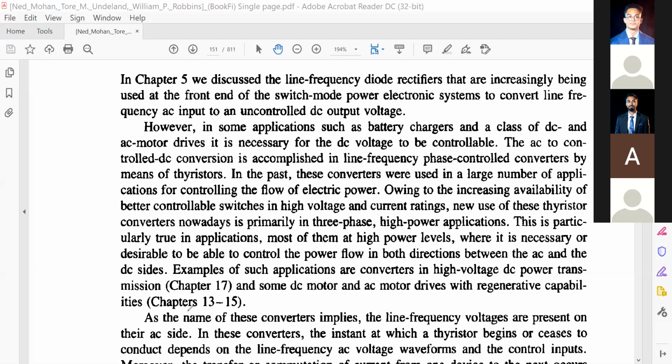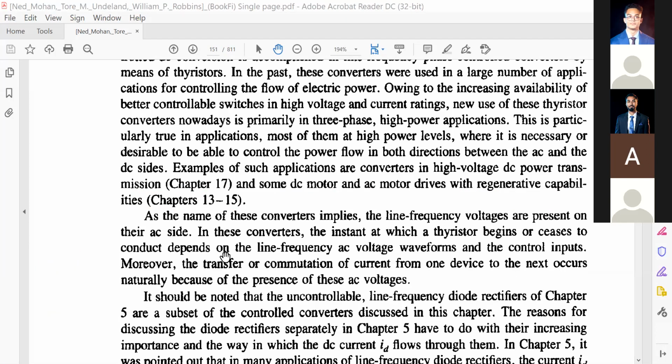5. Okay. Now, as the name of this converter implies, the line frequency voltages are present on their AC side. In this converter, the instant at which the thyristor begins or ceases to conduct depends on the line frequency of the AC voltage. Of course, frequency.